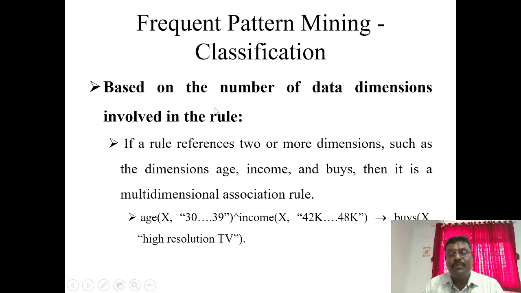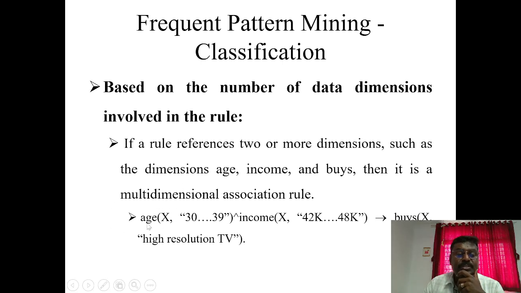Here, based on the number of data dimensions involved in the rule, you can consider rules that reference two or more dimensions, such as age, income, and buys. Then it's a multidimensional rule. Consider how many people have purchased the computer with the printers. Here we consider this as the association rules.